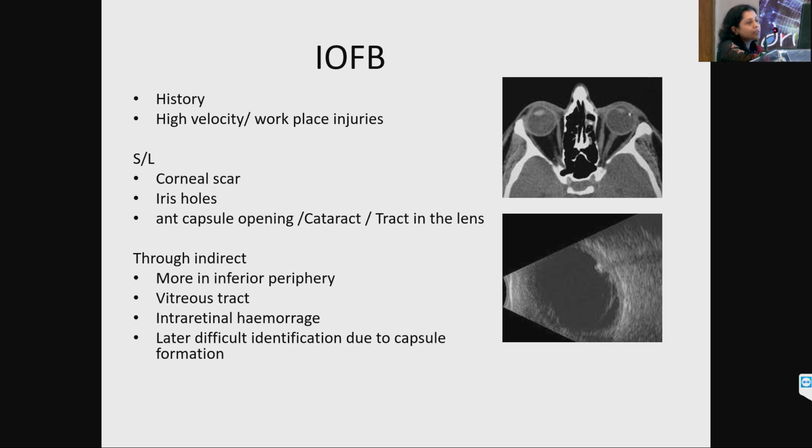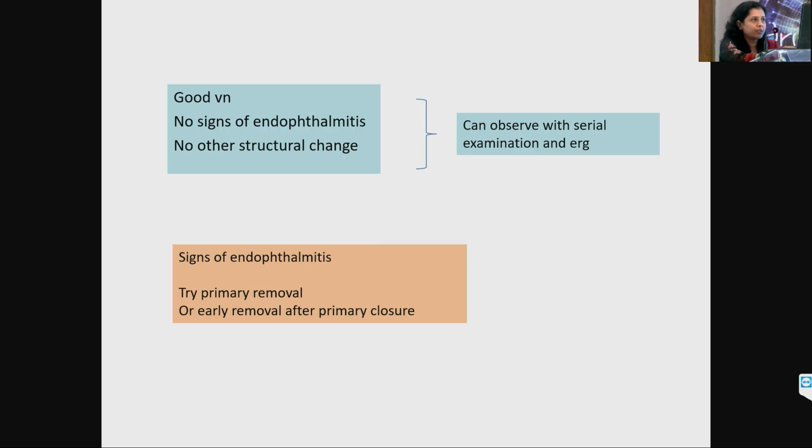Okay, vitreous tract and intraretinal hemorrhage may give you a clue regarding the site of impaction of the foreign body. And if the indirect examination is delayed, in cases of laceration, sometimes the foreign body can be missed due to capsule formation. So whenever there is a very good vision, no signs of endophthalmitis, and no significant structural damage, we can always watch an intraocular foreign body with a very careful examination every 2 to 3 months with a slit lamp, indirect and ERG if possible.